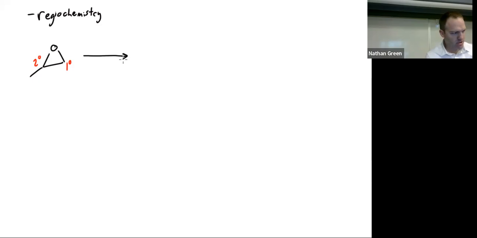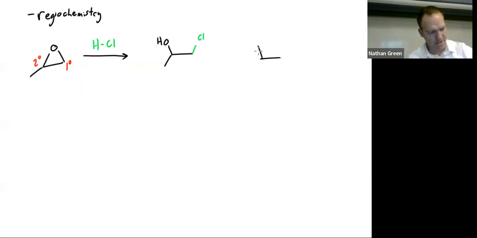If I react this molecule with HCl, it can make 2 different products. One of them is going to have the OH on the secondary carbon, which means the Cl would be on the primary carbon. And one of them would have the Cl, let's put that bond in green, would have the Cl on the secondary carbon and the OH on the primary carbon.